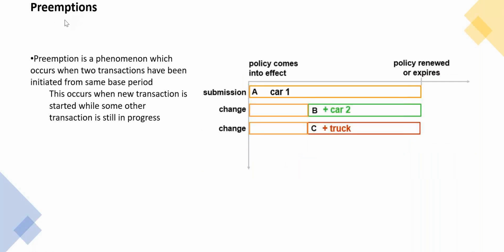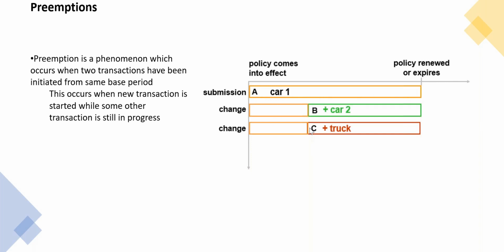Now this is something called preemption, and most of the questions they ask are from here, that is, what is preemption. But I don't want to confuse you today, because I want to start with a simple policy change. Preemption and out of sequence are two bit tricky transactions in policy change, but we will see them. Just to get an overview, preemption is when two transactions are running at the same time. Same time means, let's say you want to insure your car.